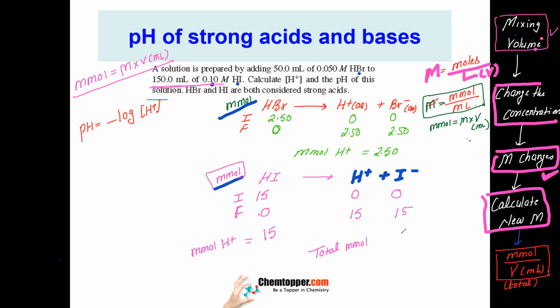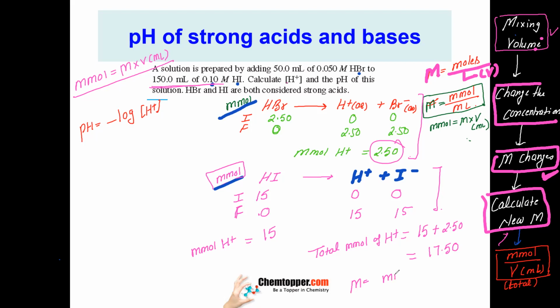What are the total millimoles? Total millimoles of H plus is 15 plus 2.50, isn't it? From HBr, from this table, then from this table, you're mixing them. They are in the same container. They are present together. So in total, how many millimoles are present? I cannot use these millimoles to know the pH. I need the molarity now, the new molarity. So what's the new molarity?